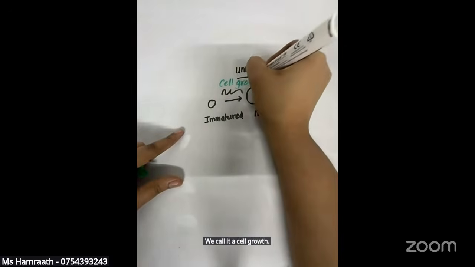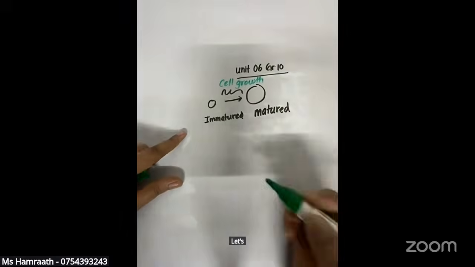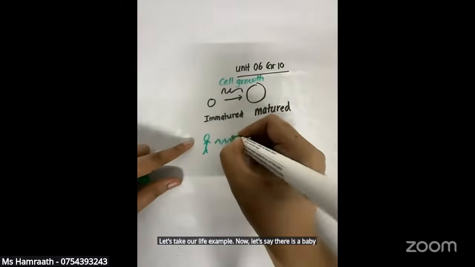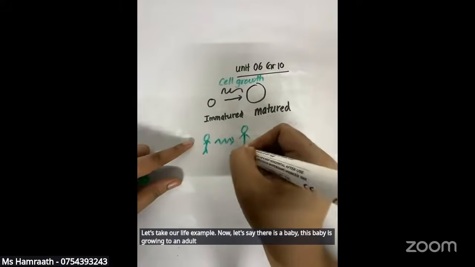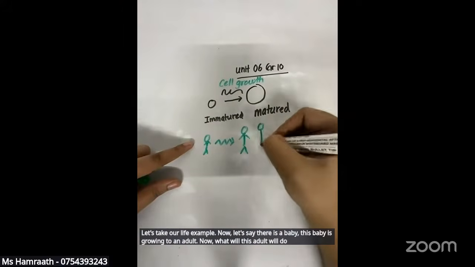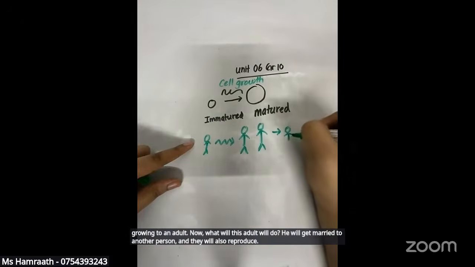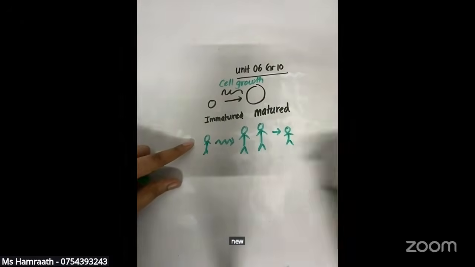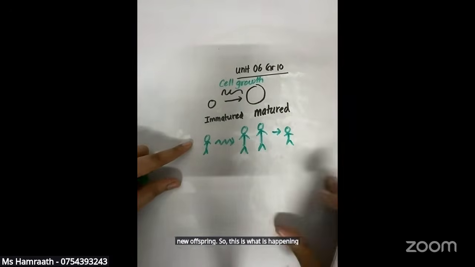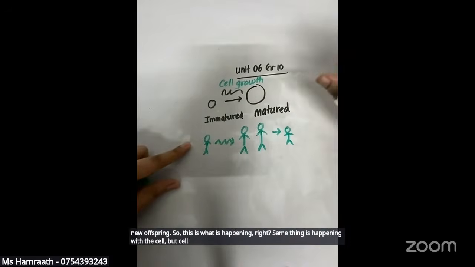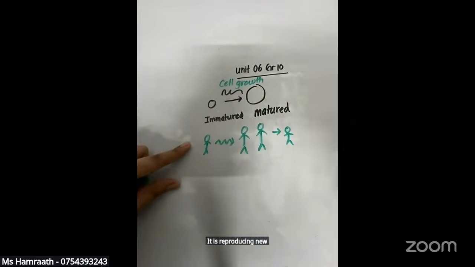Now, let's take our life example. Let's say there is a baby. This baby is growing into an adult. What will this adult do? He will get married to another person and they will also reproduce a new offspring. This is what is happening, right? The same thing is happening with the cell, but the cell is not getting married. It is reproducing new cells. Let's see how.